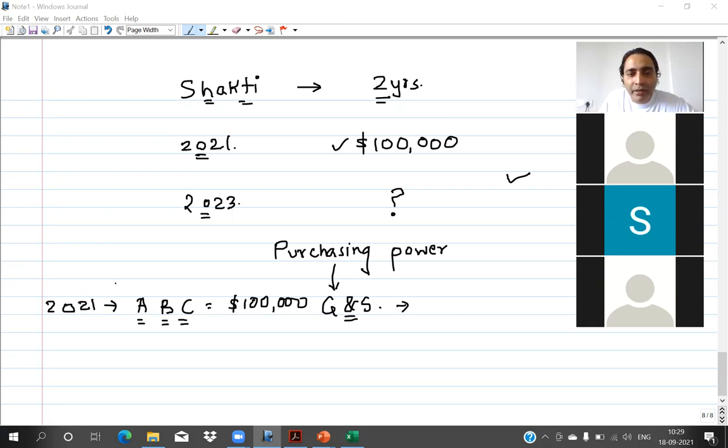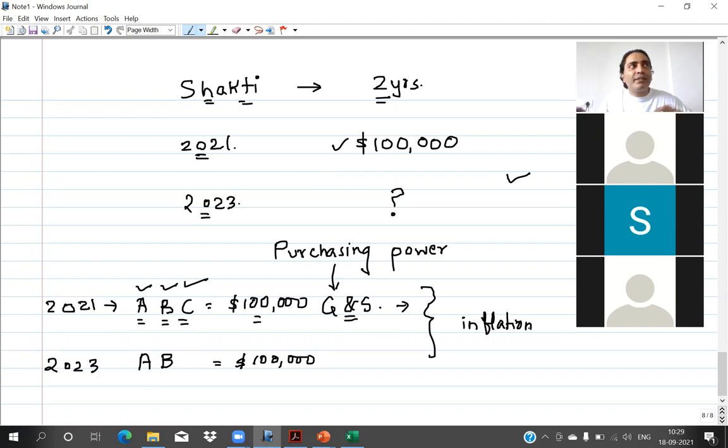Theek hai? In 2021, right now, today, if I give you $100,000, you can buy A, B, and C. In 2023, if I give you $100,000, will you be able to buy this same ABC? Considering how the world is going, how the economy goes, common sense use karke batao, will you be able to buy ABC? No. All of you agree? No. Maybe you will be able to buy only A and B. Kyu? Because of this classic term called as inflation, mehengai.